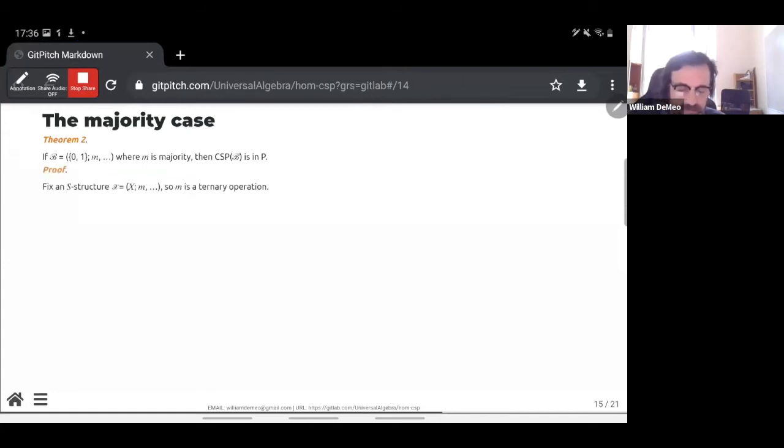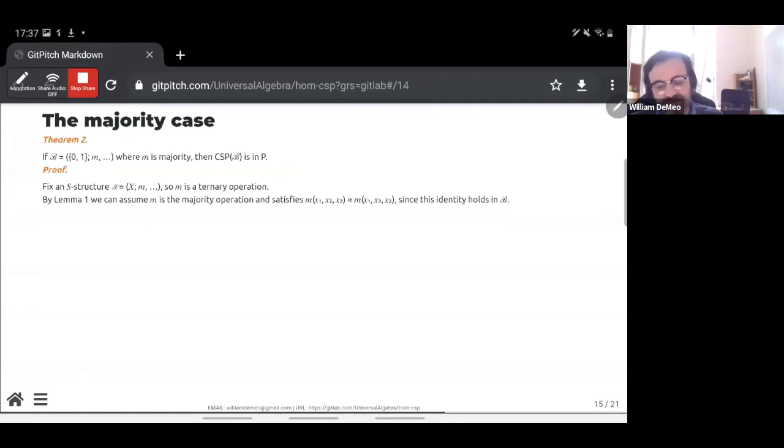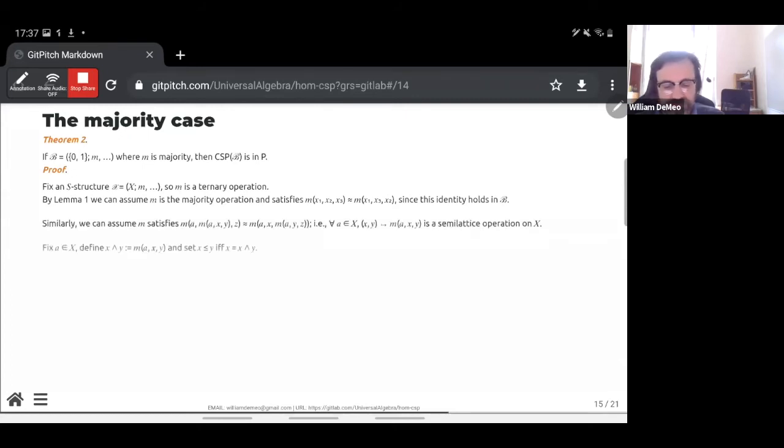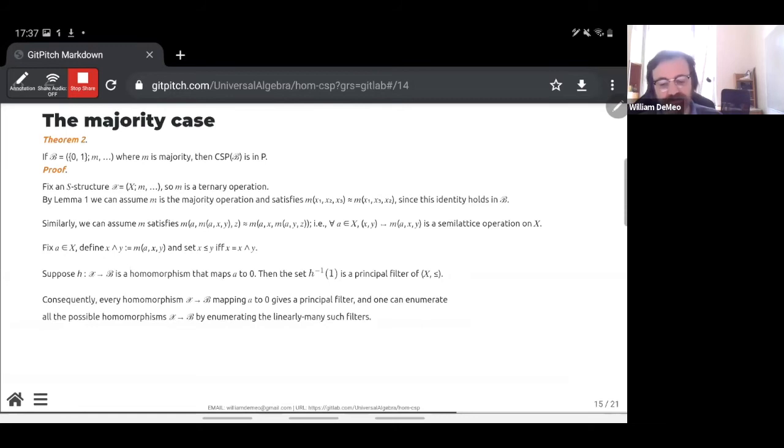Right, so we fix a structure with that signature, and we have M that's a ternary operation. We're not sure what it is, but again, we can assume that the input instance satisfies the same equations that the template satisfies. So we can assume that M is indeed a majority operation, and it satisfies these equations. And using these facts, we're able to show that you have a bound on the number of homomorphisms, again, by the fact that the inverse images of these homomorphisms must be principal filters in the lattice. And so there's only so many that you can have, right? Because there are only so many principal filters that you can have. In fact, that's bounded by the number of elements in the domain.